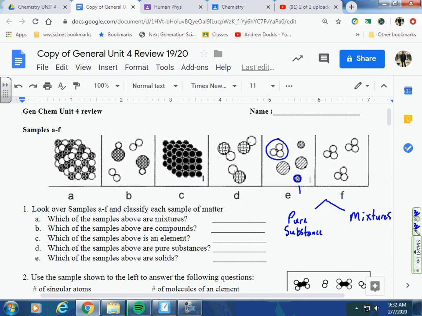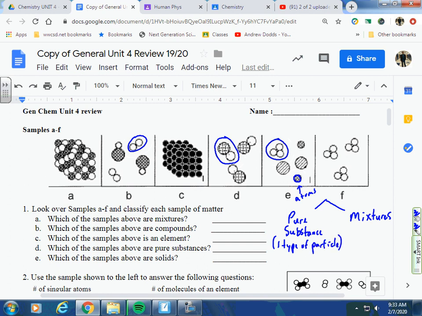Atoms are the individual parts. So each individual circle or dot or whatever you want to call it is an atom, and each piece is a particle, okay? Whether it's one thing by itself or it's stuck to other things, each piece is a particle. So the difference between pure substances and mixtures is that pure substances only have one type of particle.